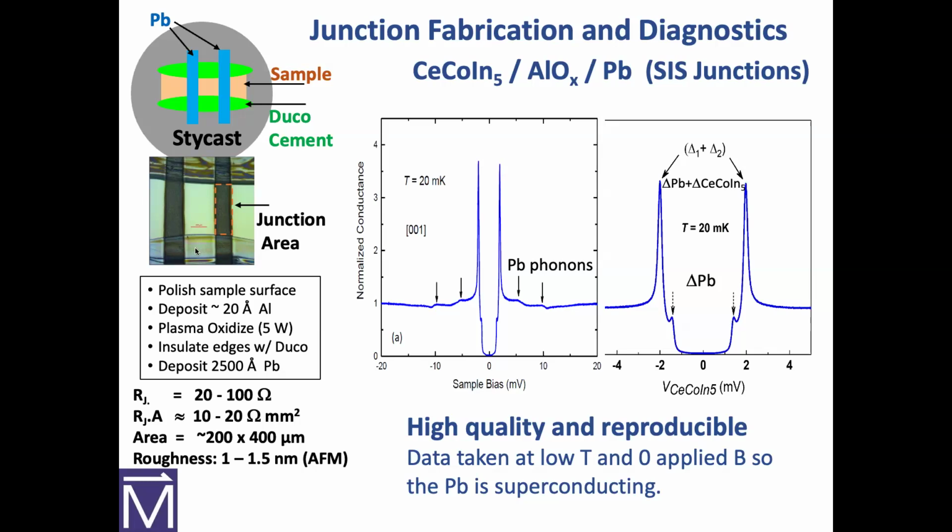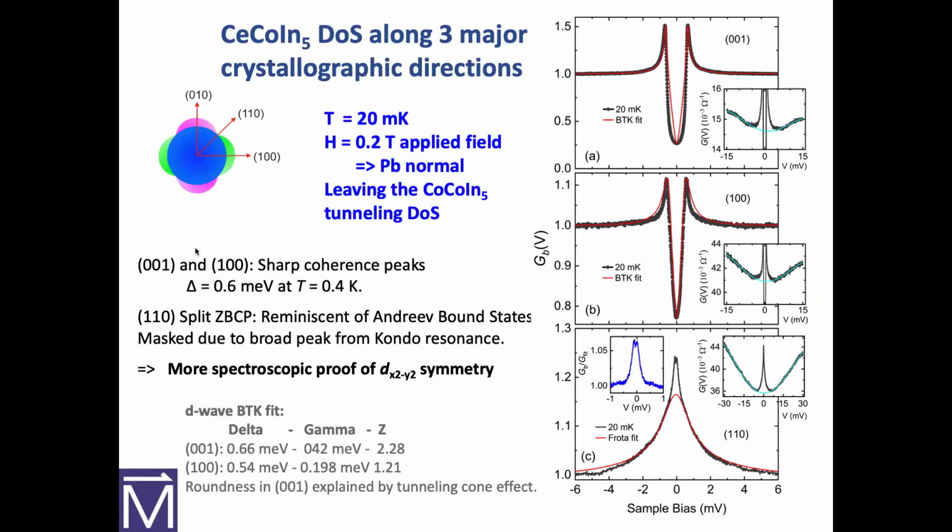Okay, so then remember, these are like 8 and 11 Tesla for HC2. So we put a little bit of field on it. We typically use 2 kilogauss to make sure we don't have any residual. Lead is superconducting, and the cerium cobalt indium 5 doesn't give a hoot, right? So what do we have here? We've driven the lead normal. It's low temperature, and we've driven the lead normal with 2 kilogauss. And now we're only looking at the tunneling conductance in the 3 different crystallographic orientations.